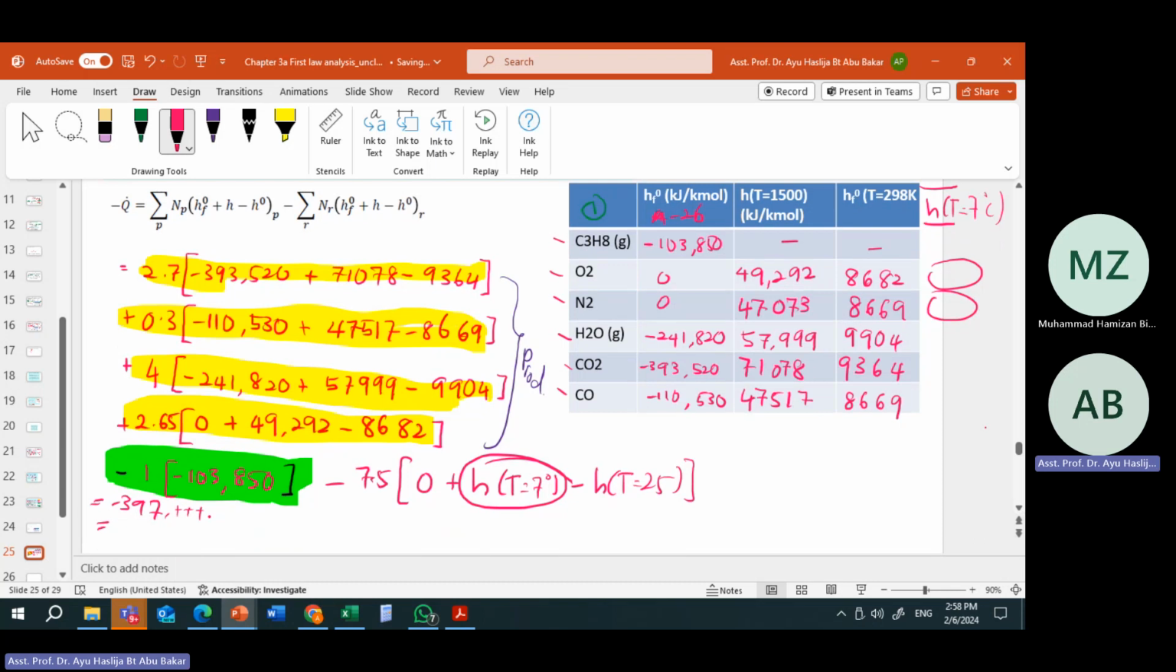Okay, unit pun you kena mention in the final answer. Unit is very important. Tak boleh left out. Sometimes in design, kalau kita miss out the unit, kita silap unit pun akan affect the design. Yeah, that is something.